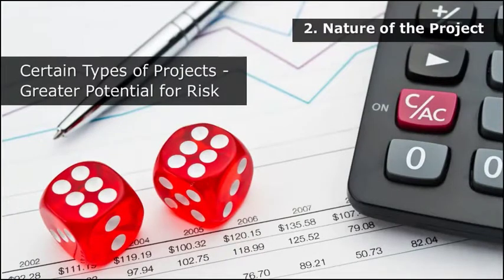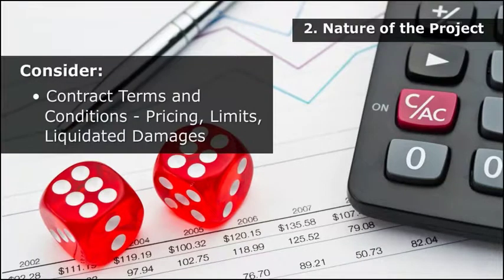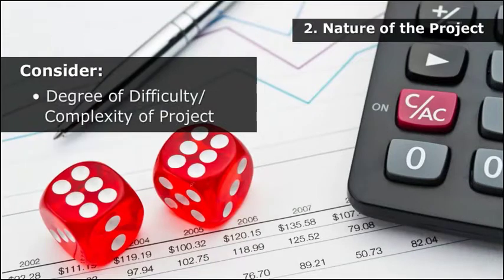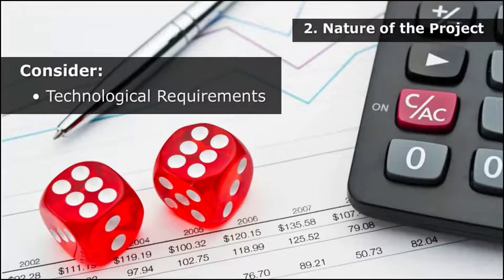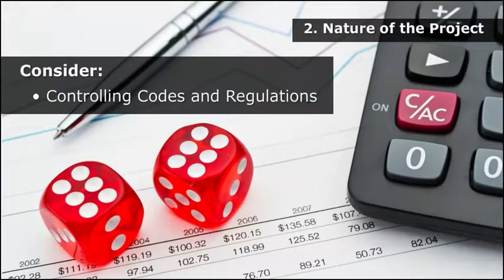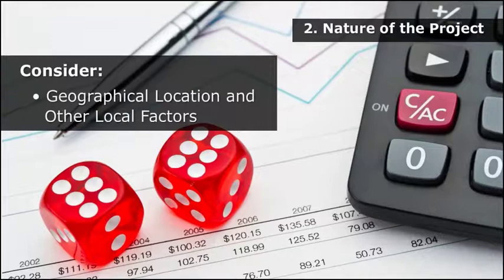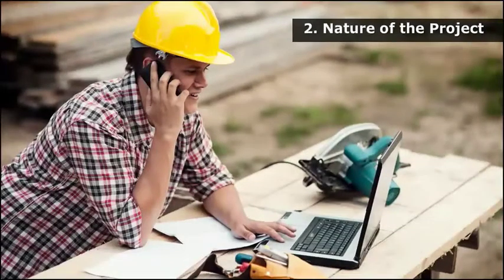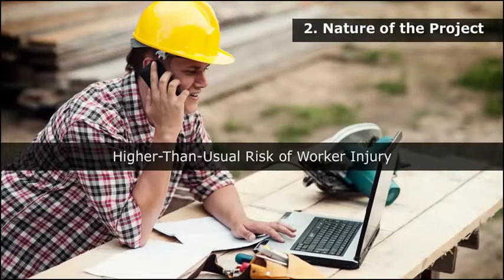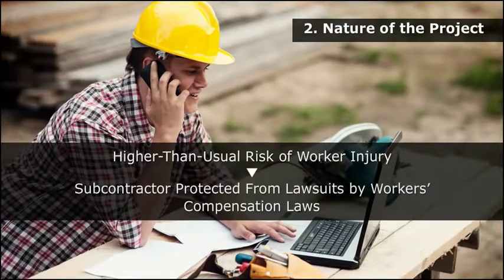Certain types of projects have greater potential for risk than others. In evaluating the severity of the risk, consider the contract terms and conditions, including pricing, limits, liquidated damages, etc., the degree of difficulty or complexity of the project, the technological requirements, the controlling codes and regulations, geographical location, and other local factors.